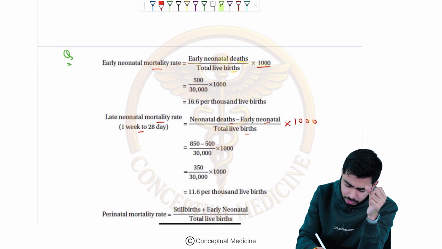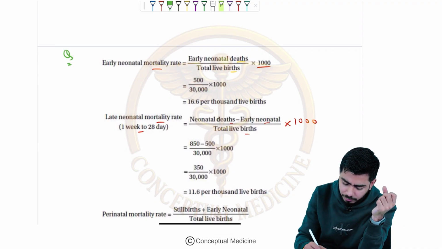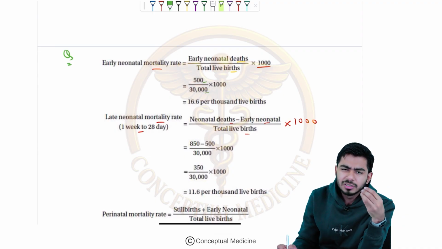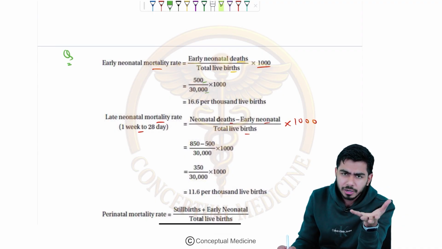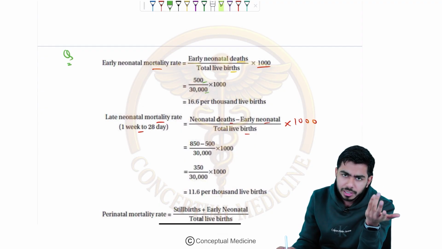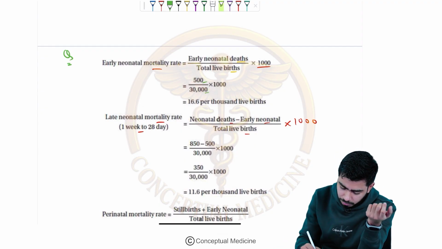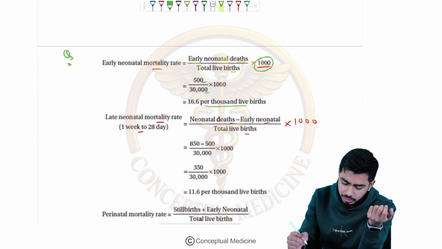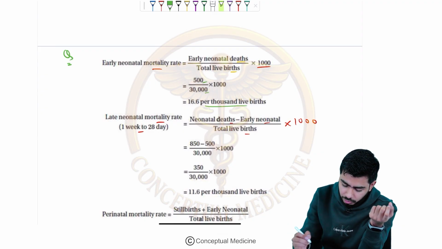Here, I've just inserted the examples. For example, 500 divided by 30,000, just an example. They will be giving you the data in the MCQ. Accordingly, you need to fill it, and you will be getting the answer, right? And we'll be talking about per 1000 live birth, because we are using the 1000 multiplier over here.